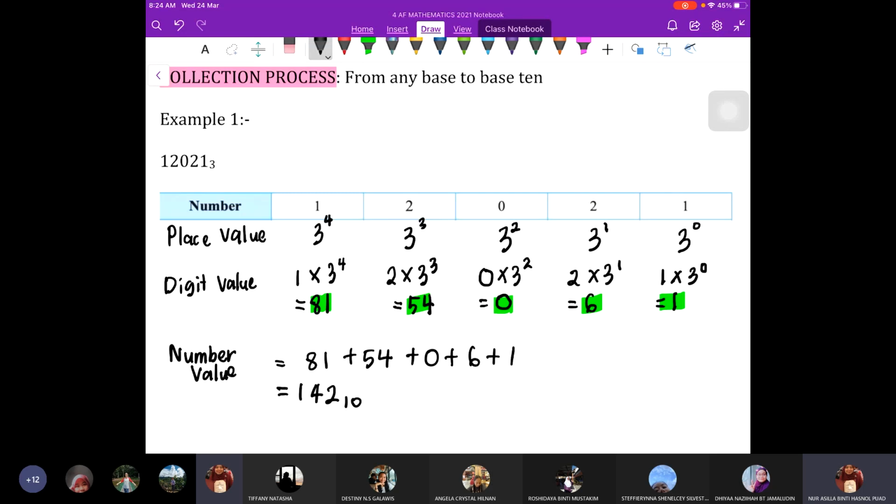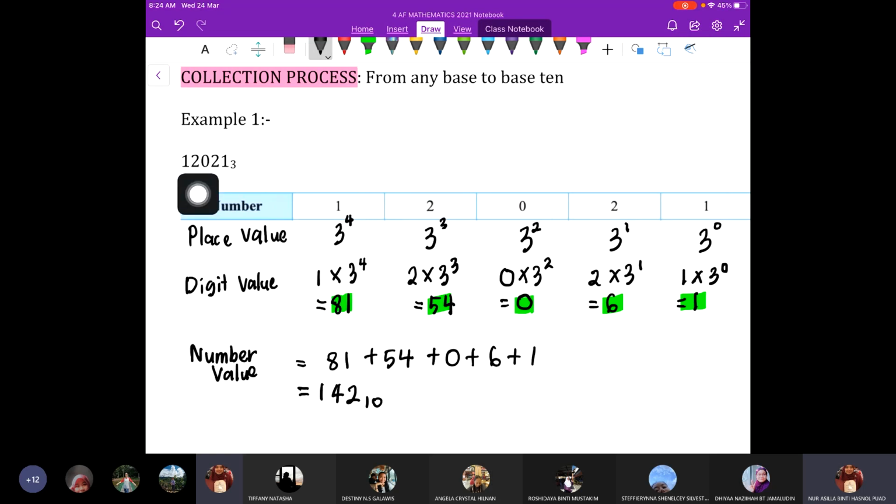Okay, faham ah? So nak dapat digit value, you multiply. But to get the numerical value, you total. Okay, so dapat digit value, kita guna number, kita darabkan dengan place value. So untuk dapat number value, kita ambil digit value, kita tambahkan semua. So number value akan ada satu saja for the whole number. So 12021 base 3 is actually equal to 142 in base 10. Okay, so this is collection process.